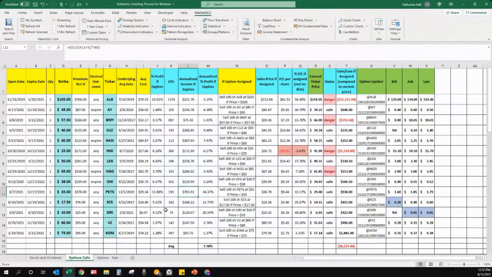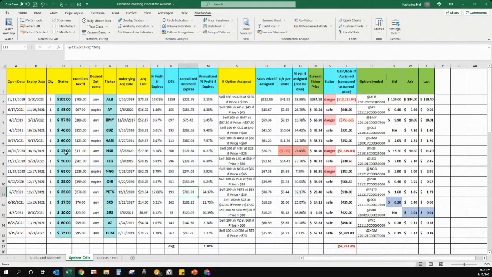I've changed my screen. I'm showing you the tab called Options Calls. And this is where I'm just showing you a few of my covered call positions. And I'm not going to spend too much time on this spreadsheet, but just a little. Honestly, when I sell a covered call, I don't spend much time thinking about it. But I do.